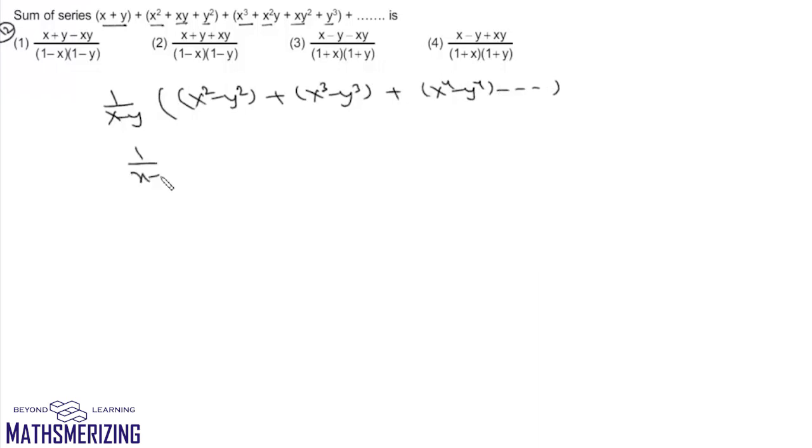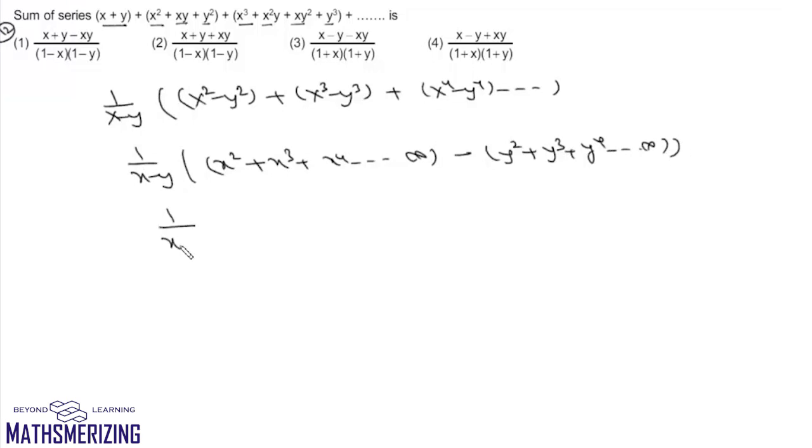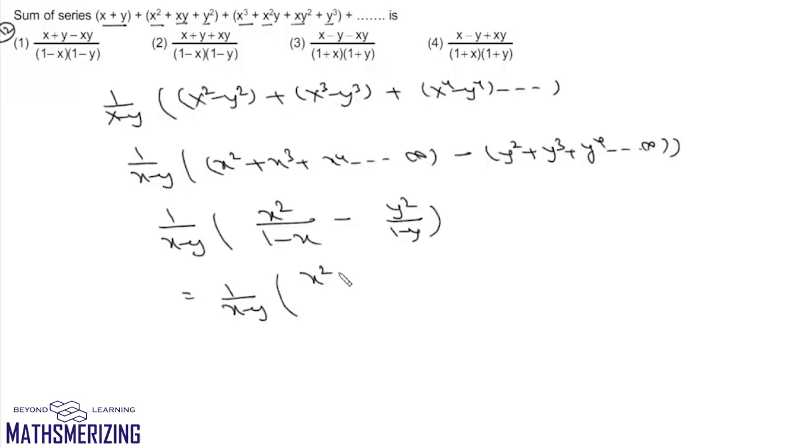Now we can write this as 1 upon x minus y. Now we'll take these terms of x together. So it'll be x square plus x cube plus x to the power 4 up to infinite, minus y square plus y cube plus y to the power 4 up to infinite. Now it's an infinite GP, so it'll be x square upon 1 minus x minus y square upon 1 minus y. So we can write this as 1 upon x minus y, and here it will be x square into 1 minus y minus y square into 1 minus x upon 1 minus x into 1 minus y.